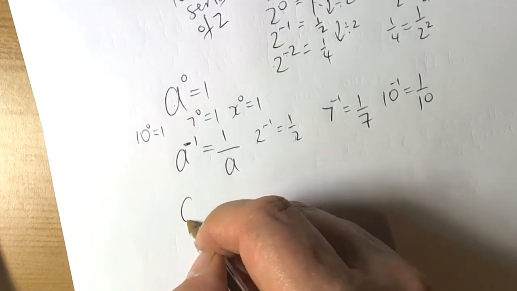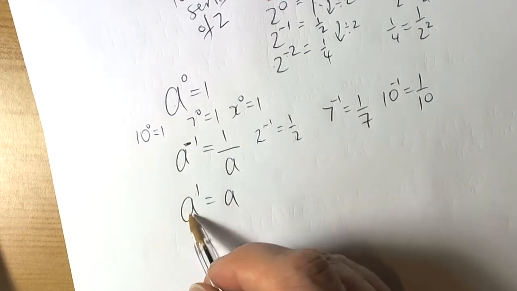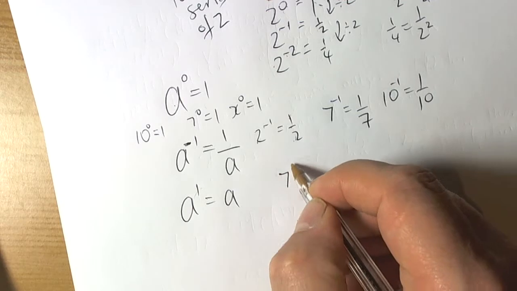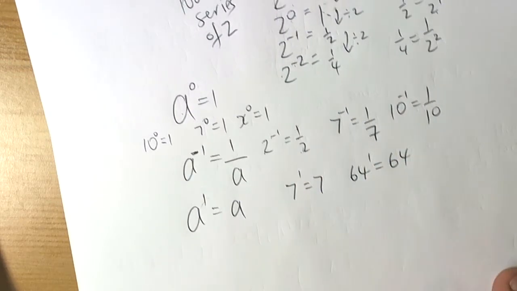If I have just a power 1, then it's just the thing it was, because I've only got one of them. So therefore, if I've got 7 to the power of 1, it's 7. 64 to the power of 1, it's 64.